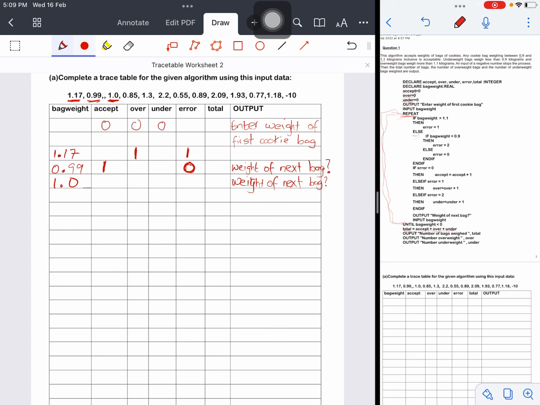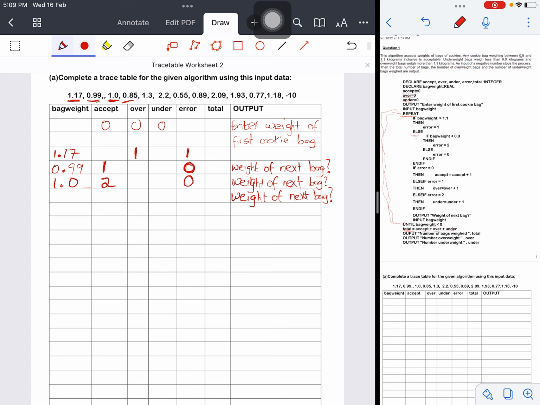And then the next one, if error is not equal to 1, and it's not equal to 2, then it'd obviously be equal to 0. So we put a 0 there, and when it says if error is equal to zero, accept is equal to accept plus one, we go to accept. Accept is currently one. If we add one, then it becomes two. Okay? Then we move on to the next one. We repeat the same process. Output weight of next bag, and you put the question mark there. Okay? Then it says, what is the next weight? Input the bag weight.